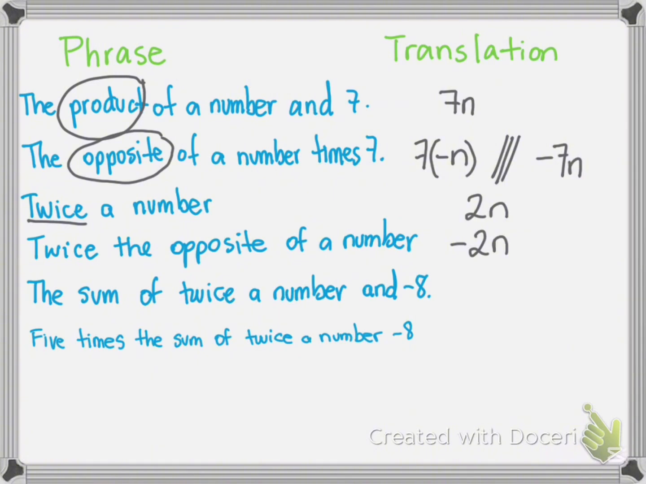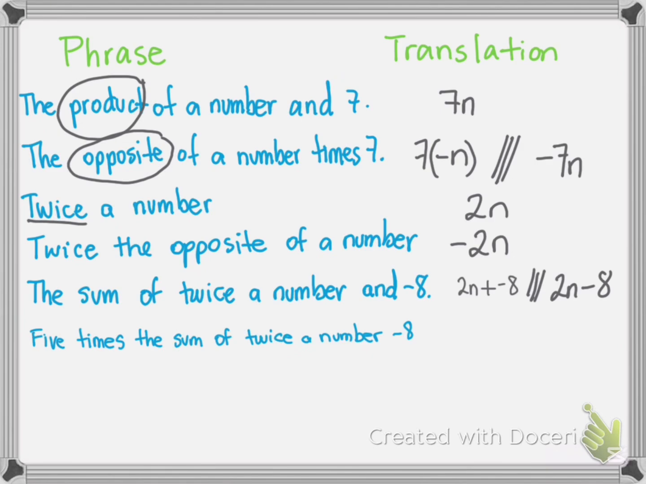Now the last two have a little bit more to it. So let's read them carefully. It says the sum, so I'm going to put the sum of twice a number, so that's 2n. Notice how we're combining things. And negative 8. So again, if we simplify that, we can write it as 2n minus 8. So we don't put the plus and the minus.